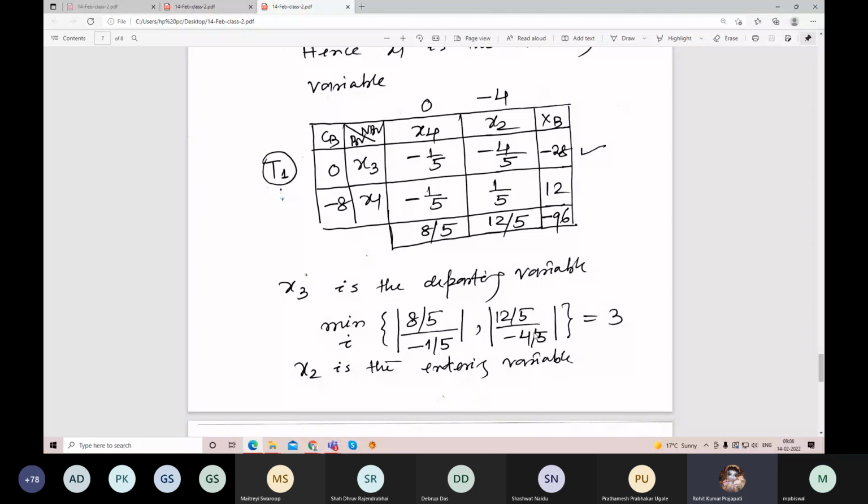12 by 5 divided by minus 4 by 5, its absolute value. So that is 3. 8 and 3, so the minimum is 3. So X2 is the entering variable.